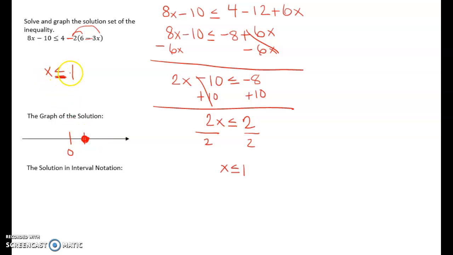Now x is less than or equal to 1. So basically x is smaller than 1. It's all these numbers smaller. So it's going to go this direction. X is less than or equal to 1.